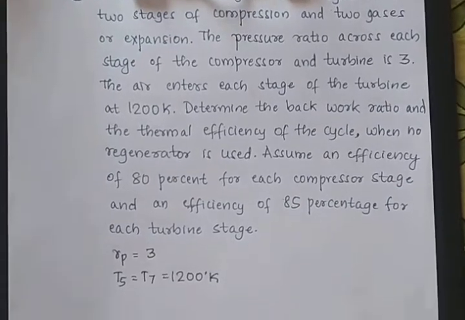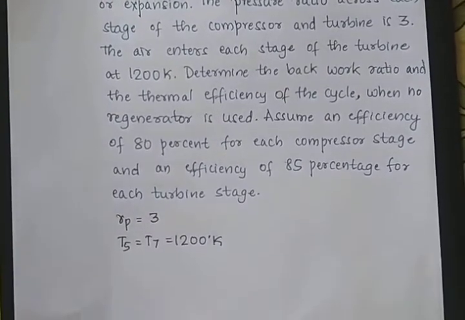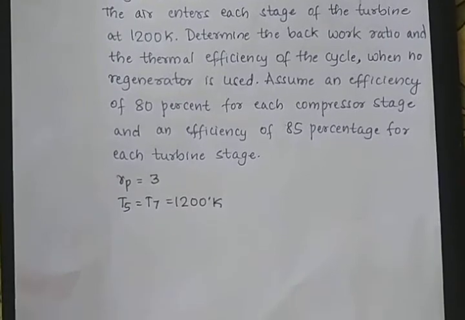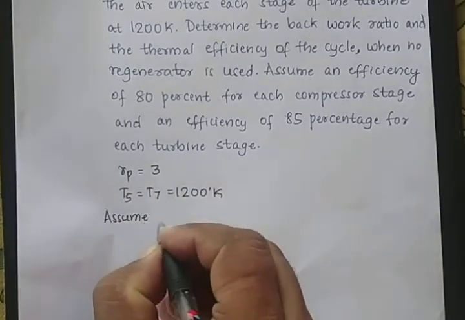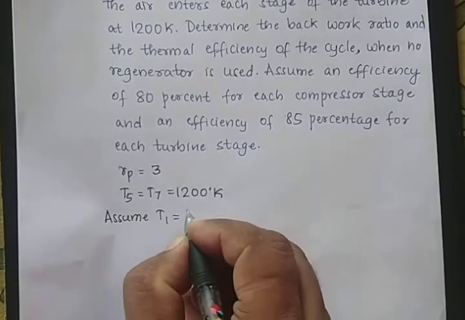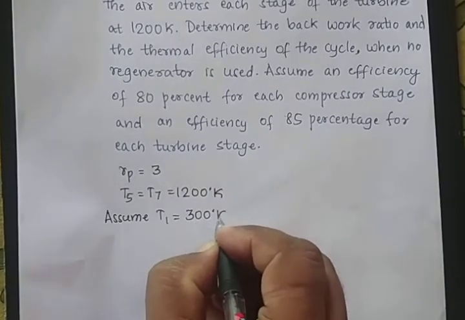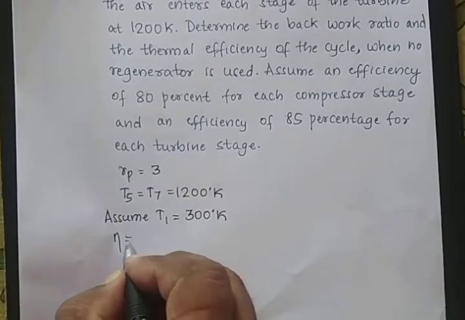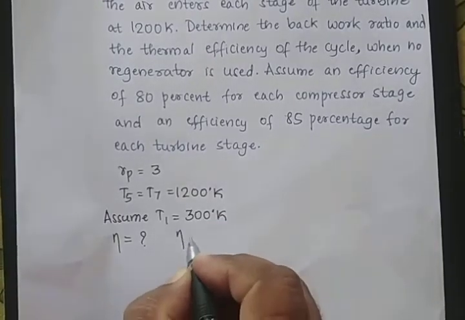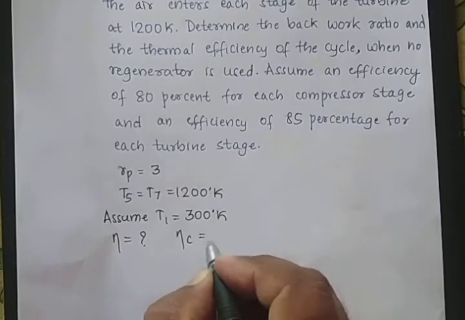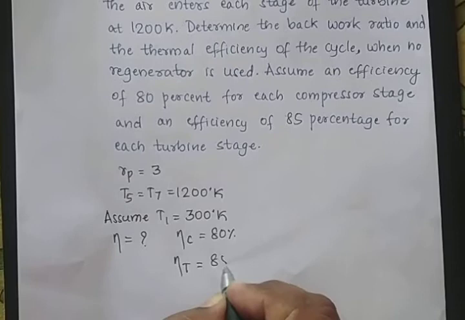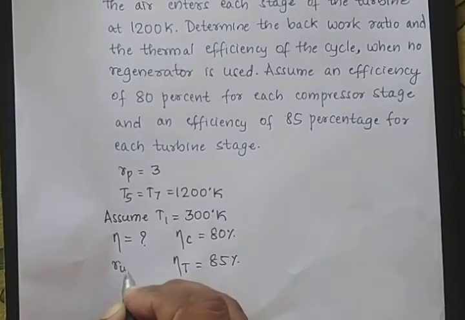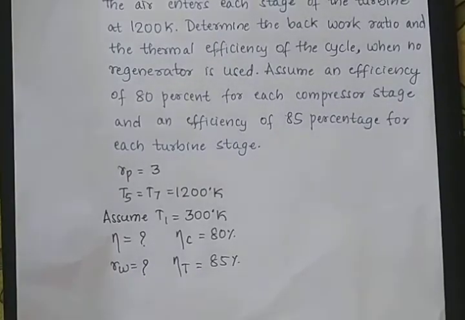Then, as he has not given the atmospheric temperature, we will assume 27 degrees as atmospheric temperature. So assume T1 equal to 300 Kelvin. So we have to find out efficiency. Then compressor efficiency is given to us. It is 80%. Then efficiency of the turbine is 85%. Then work ratio. So these many things we need to find out.